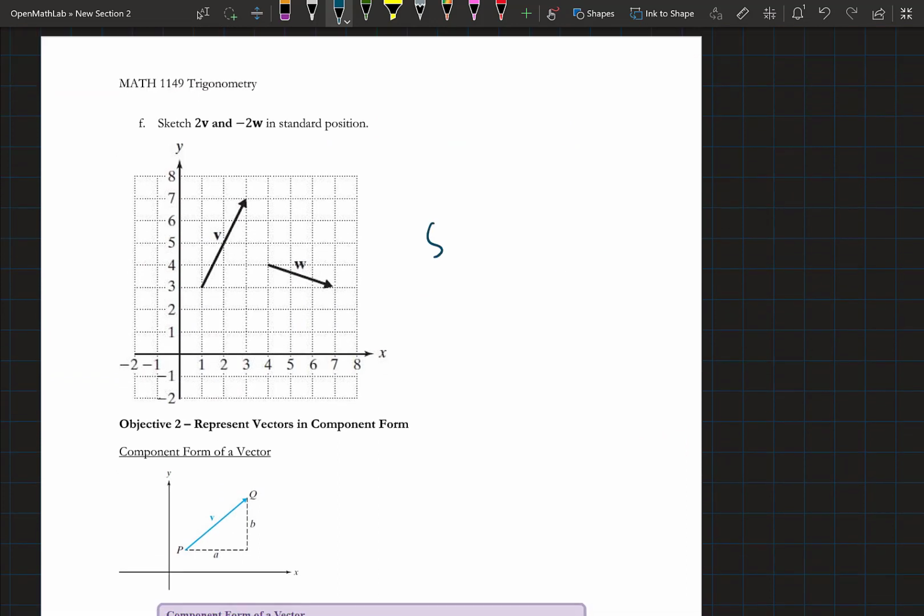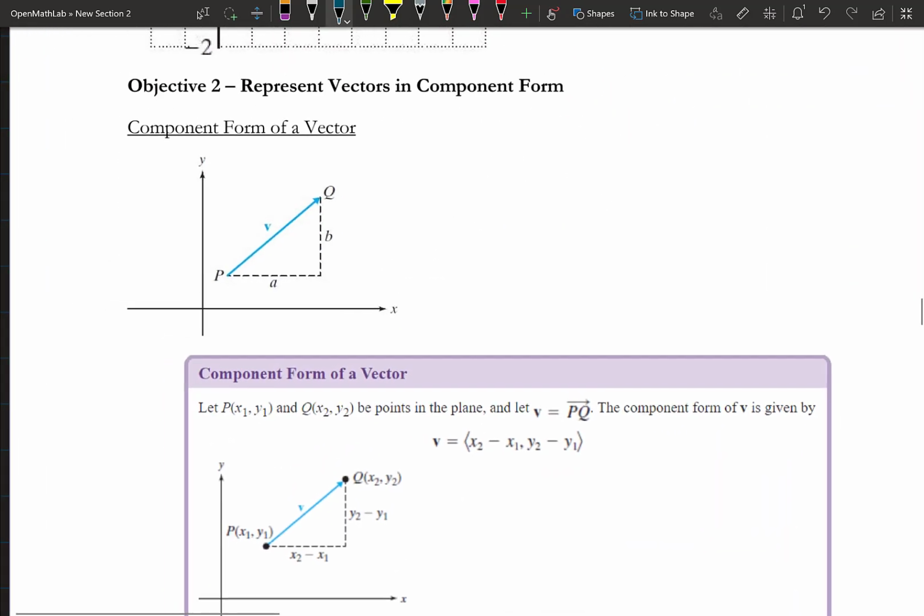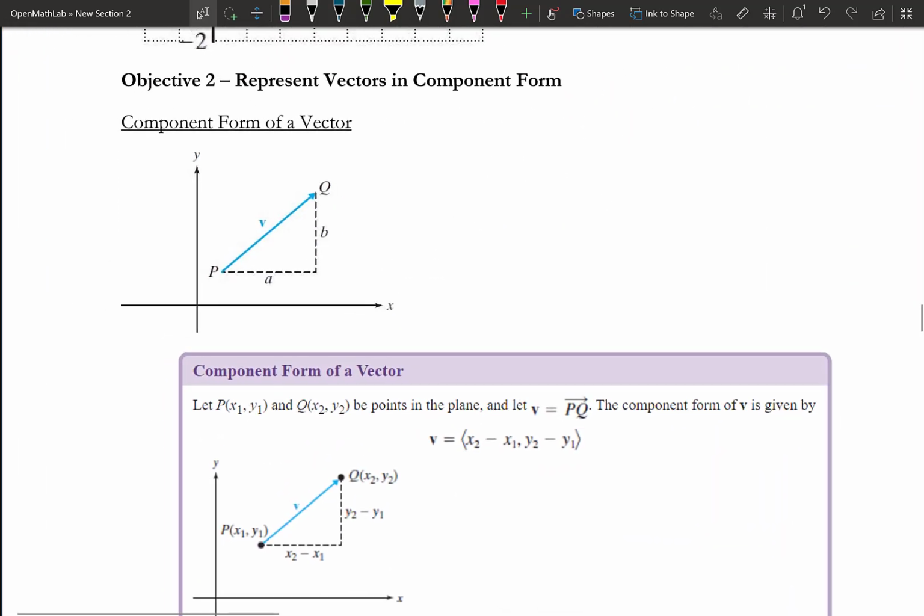Right, so I'm just going to write on the graph paper right up there. So in objective 2, what we want to talk about next is how to represent vectors in component form. This is another useful characteristic. So if I have this picture of this generic vector here, this is vector v, which is the same thing as vector PQ, then we can write this in what we call component form.